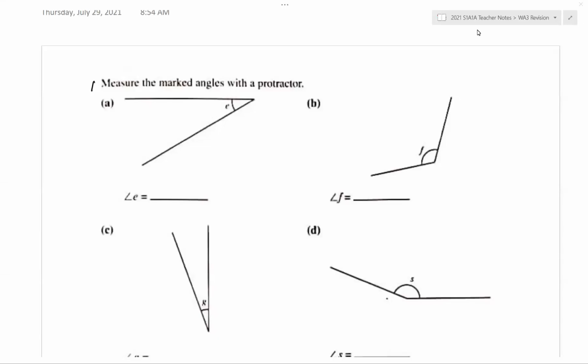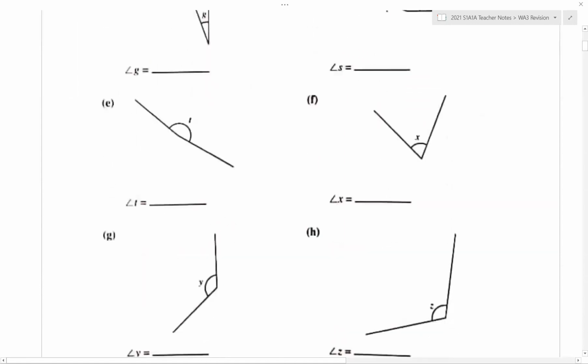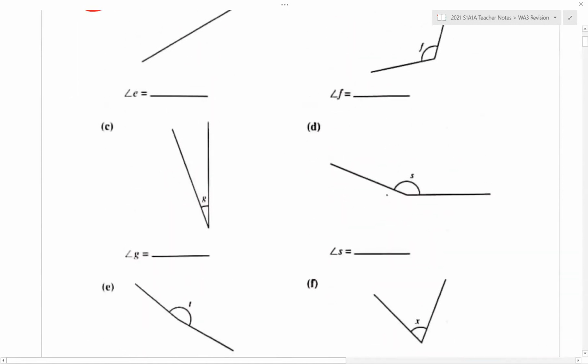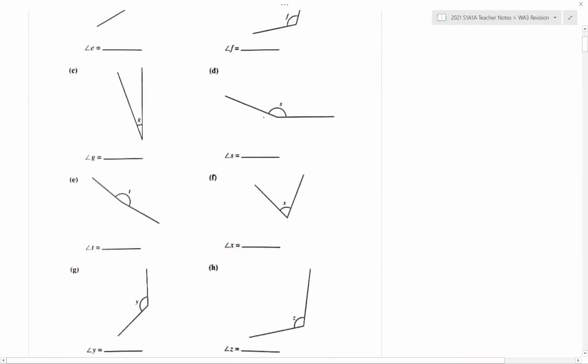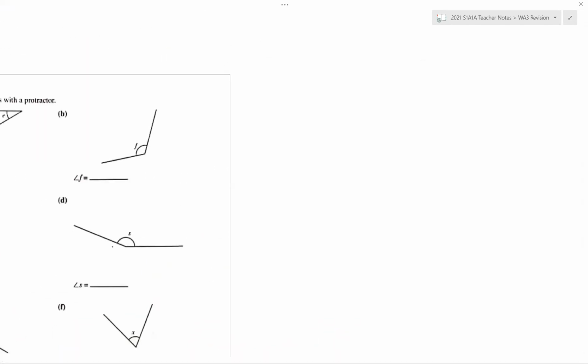Question 1, make sure you know how to measure with a protractor at home. All these cover all the different types of angles. I noticed there's one type that is not shown here. That is reflex angles. Okay, so when we have angles looking like this, and you need to measure this angle X. Do you know how to do it? Don't know. What's the problem with this angle X?